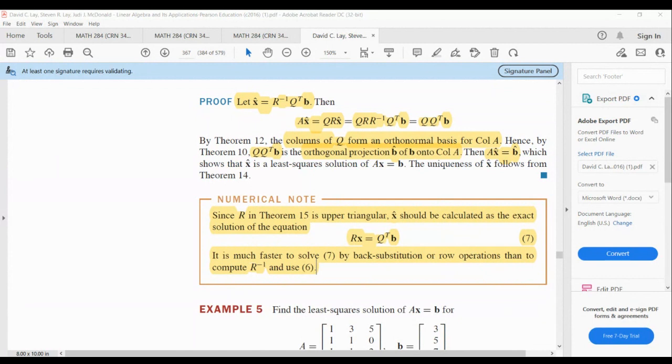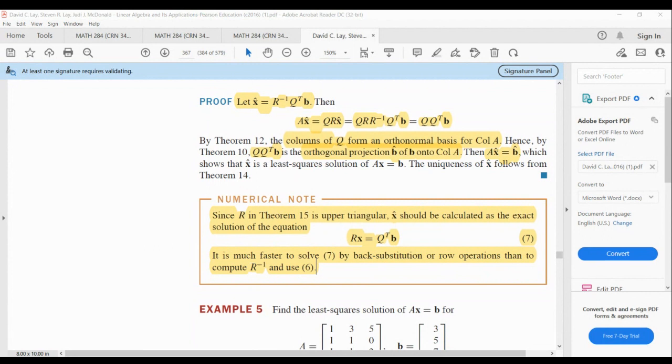And they comment that it's much faster to solve this set of equations in 7 by back substitution or row operations than to compute R inverse. Because anytime you have to compute R inverse, it can be computer intensive. It can take time. Think about what you had to do when you computed the inverse of a 3 by 3 matrix by hand. You were tested on that earlier in the semester. That took some time, right? Well, if it takes you time, it's going to take a computer time also.